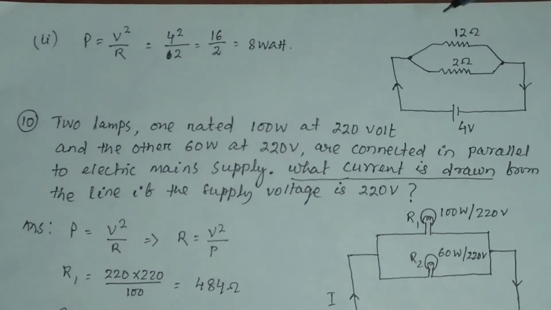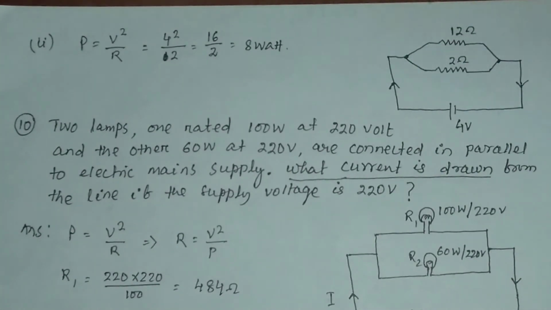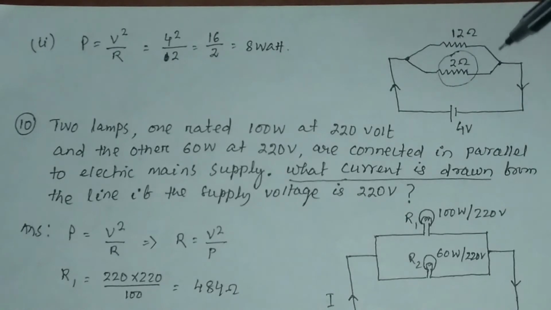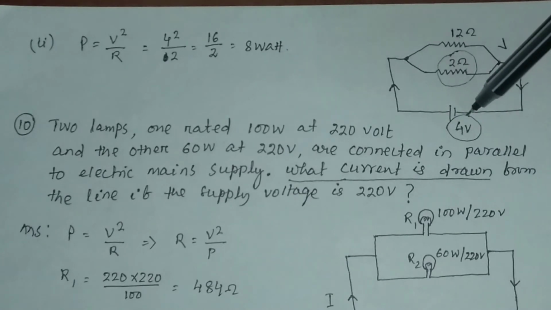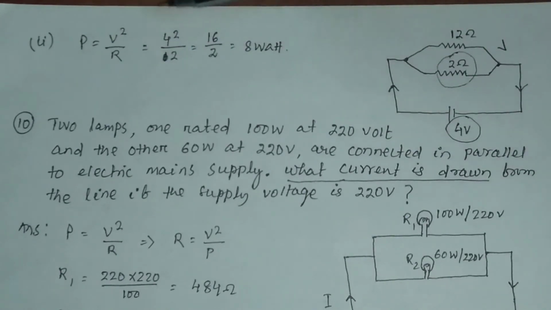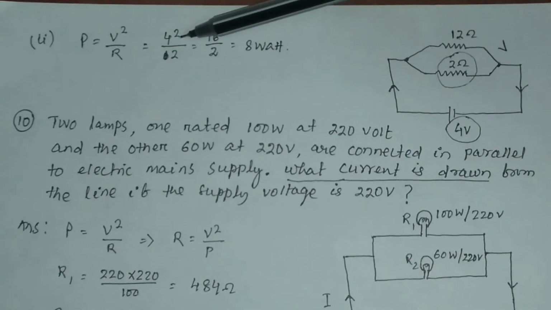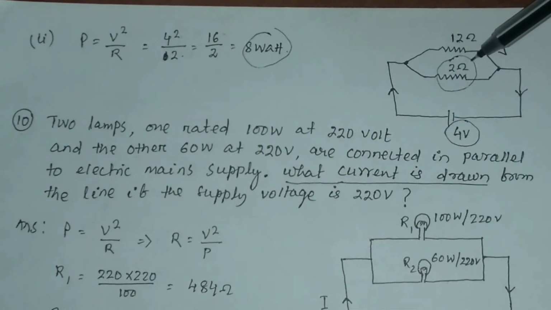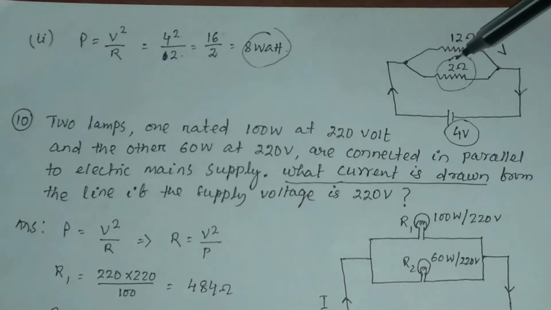Now we will calculate the power through this 2 ohm resistance when the two resistors are connected in parallel. In parallel connection, we know the potential remains the same, and the potential here is given as 4 volt. So you can directly put the formula P equal to V square by R to get the power. V will be equal to 4. So 4 square divided by 2, that is 16 divided by 2, equal to 8 watt. So in both cases, 8 watt will be produced, whether it is connected in series or in parallel.